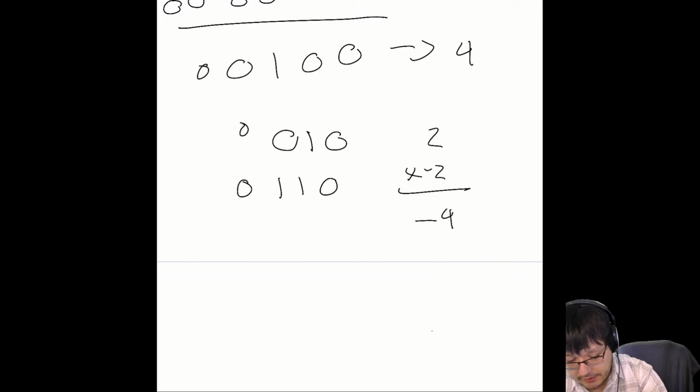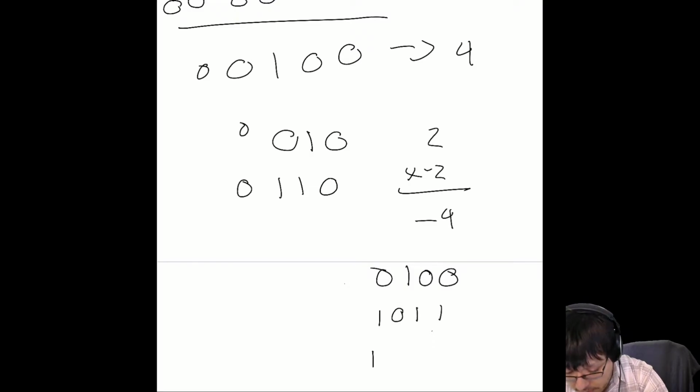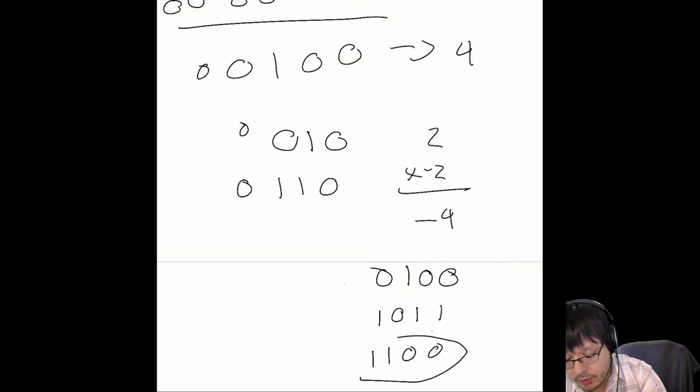So let's try that again here. Let's go ahead and take the 2's complement of what 4 should be. So 1, 0, 0. Just put a 0 there. The 2's complement of that is 1, 0, 1, 1 plus 1, which would be 1, 1, 0, 0. So this is what we expect to get. This is what we're hoping to get when we do this multiplication.